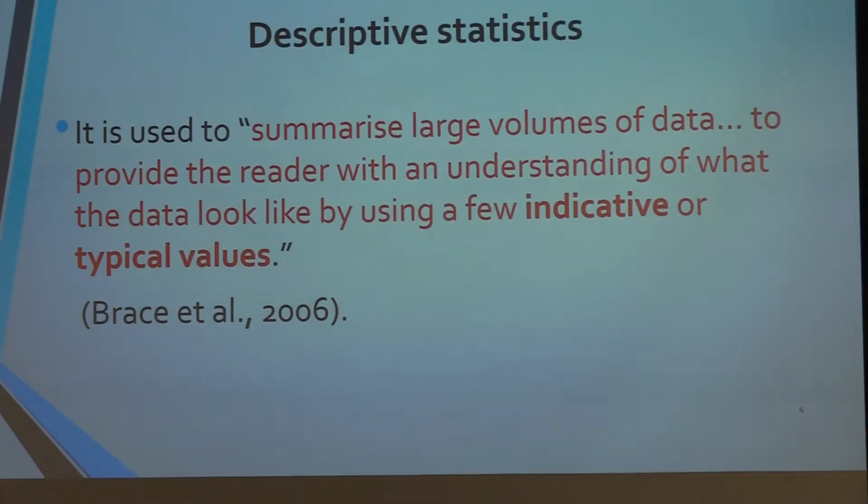Okay, so descriptive statistics is used to summarize large volumes of data to provide the reader with an understanding of what the data look like by using a few indicative and typical values. So can you give me some examples of indicative and typical values? What are the indicative or typical values in the data set? Typical, that means what? Maybe it occurs quite a lot, right? Typical, it's frequent, right?